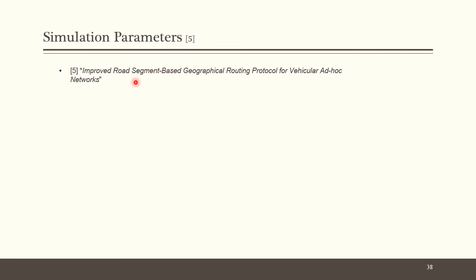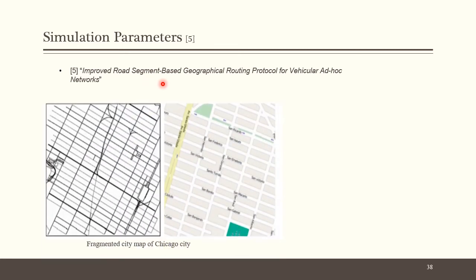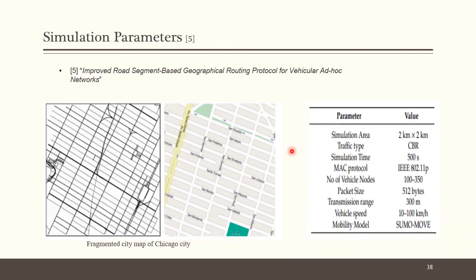Simulation results are taken from this research paper. The author in this paper selected Chicago City for the simulation. Simulation is performed in NS2. These are the simulation parameters. The number of vehicles is varied from 100 to 350, and the transmission range of each vehicle is 300 meters, while the vehicle speed is also varied from 10 to 100 kilometers per hour.